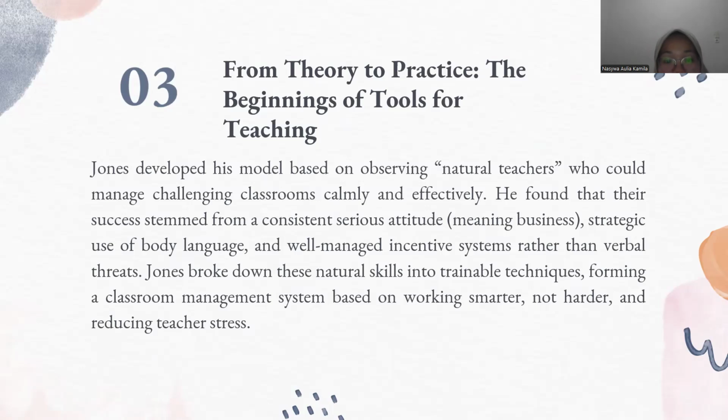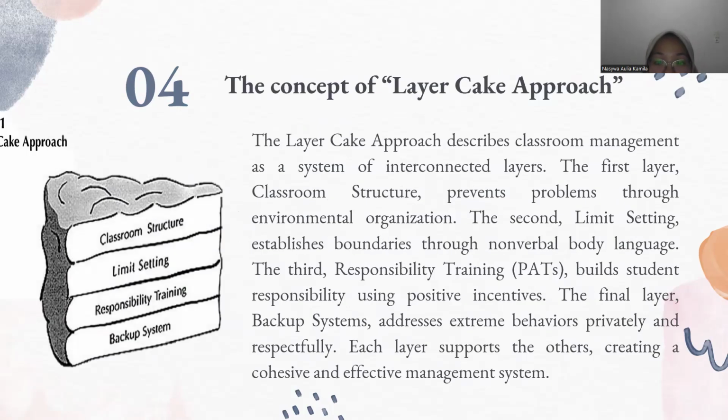And after that, Jones organized his method into what he called the layer cake approach. So we can imagine classroom management like a layer cake, where each layer supports the others. So the first layer is classroom structure. That is organizing the classroom physically and socially to make good behavior easier for students. And then the second layer is limit setting. When misbehavior happens, teachers use nonverbal signals to set clear boundaries immediately.